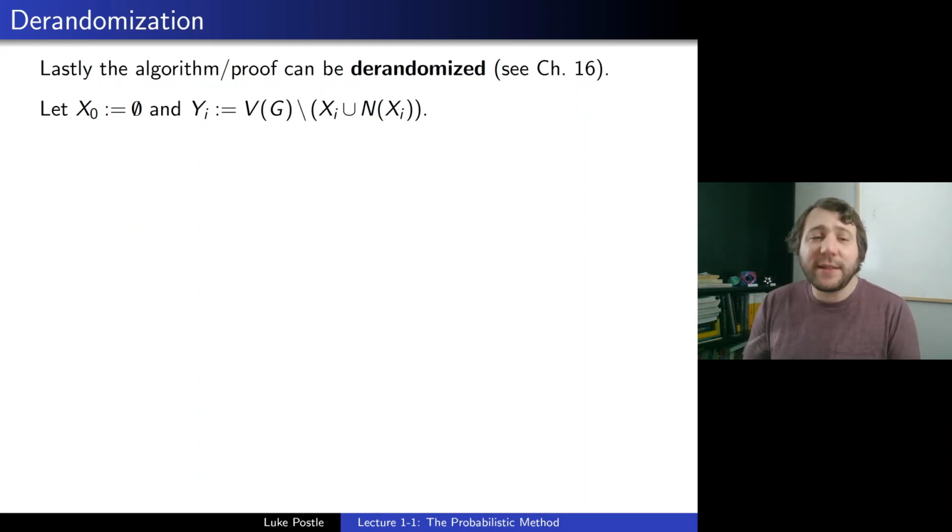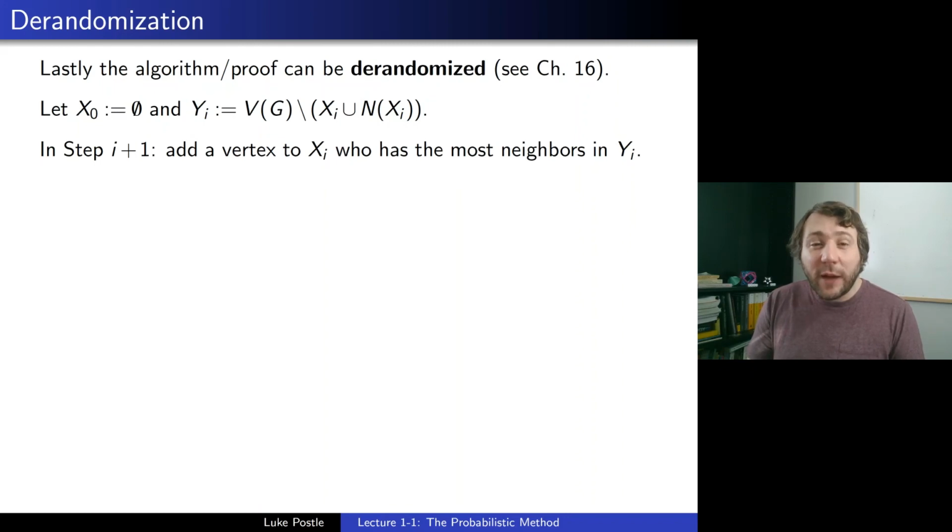We let x0 be empty, and we're going to do this in stages. So we'll have various xi. We'll let yi be the undominated vertices at that step, so it'll be V(G) minus (xi union N(xi)). Think that we haven't chosen any of x yet, so y would be everything. Now we're going to choose one vertex at a time to make small dominating sets. So how will we do that? Well, in step i plus 1, let's add a vertex to xi that has the most neighbors in yi. So let's try to dominate as much of the undominated part of the graph as possible.